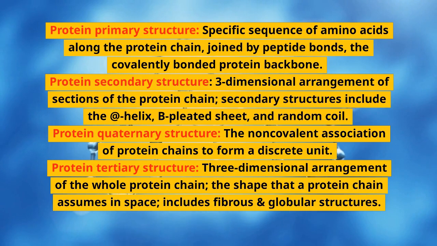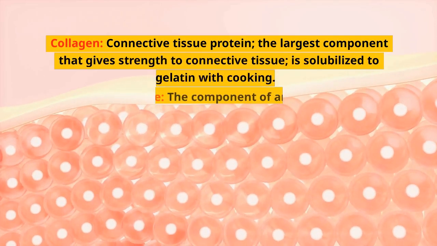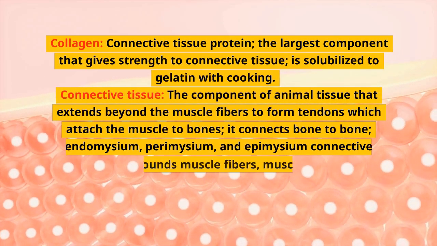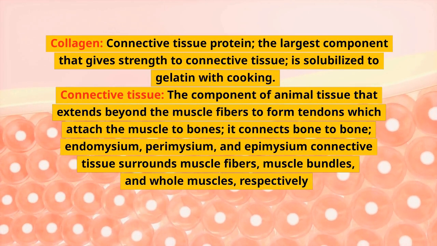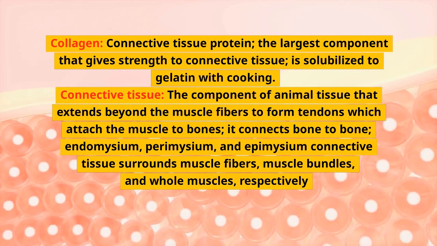Protein quaternary structure. The noncovalent association of protein chains to form a discrete unit. Protein tertiary structure. Three-dimensional arrangement of the whole protein chain. The shape that a protein chain assumes in space includes fibrous and globular structures. Collagen. Connective tissue protein. The largest component that gives strength to connective tissue is solubilized to gelatin with cooking.